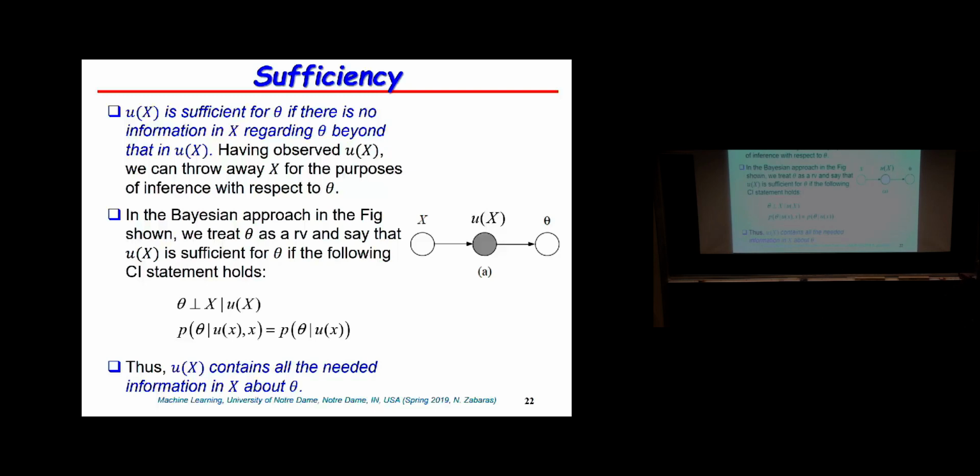So when you look at the dependencies in this way, you can think that given u of x, and that's why this circle is drawn dark, given u of x, theta is independent of x, okay? So given u of x, theta is independent of x.